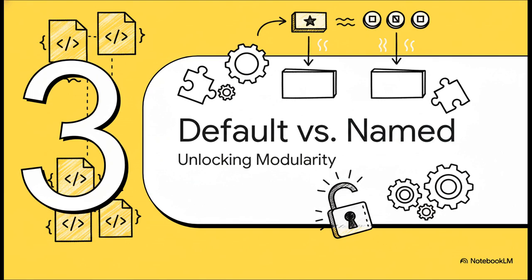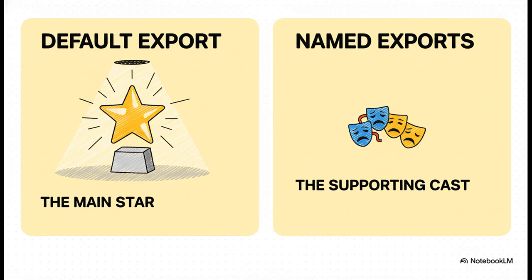Okay, so let's get into the real magic that makes all of this organization possible. It all comes down to the two different ways you can export and import components in JavaScript modules. I love this analogy. Think of a default export as the solo star of a file. It's the main thing, the primary component that file is there to provide. Named exports, on the other hand, they're like the supporting cast, other useful functions or smaller components that you can also export from that same file.